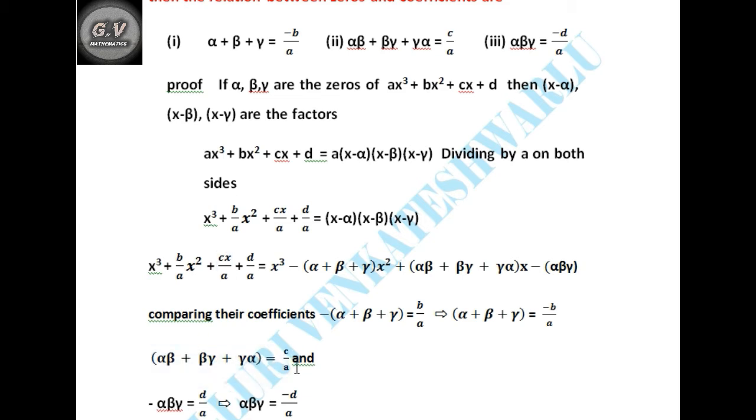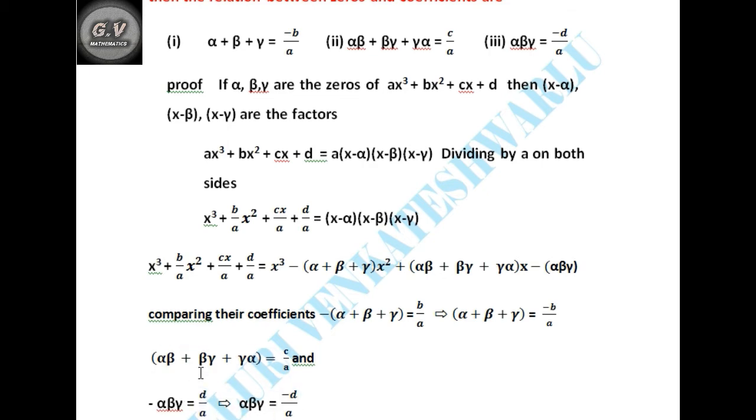Next, comparing the constant value, minus alpha beta gamma, which is nothing but the constant value d by a. Changing signs on both sides, nothing but multiplying by minus on both sides, alpha beta gamma is equal to minus d by a.